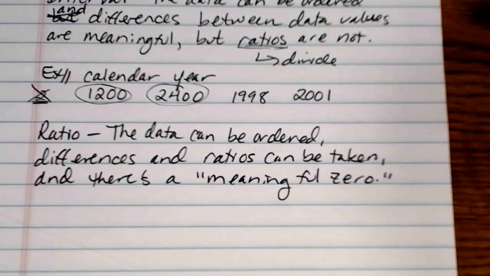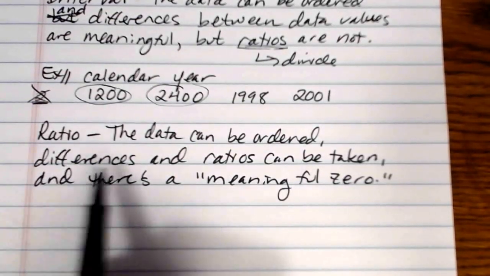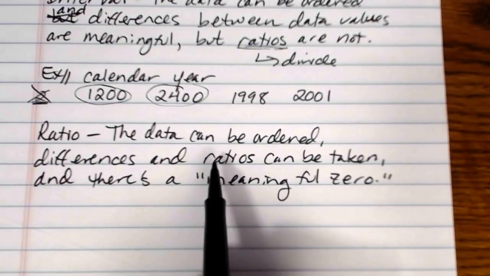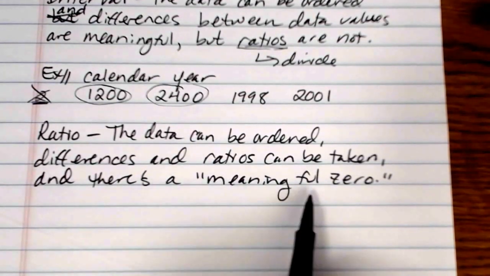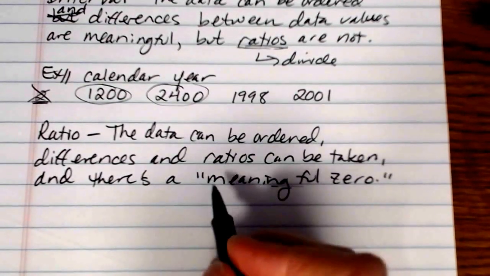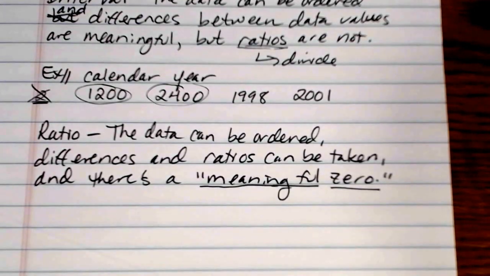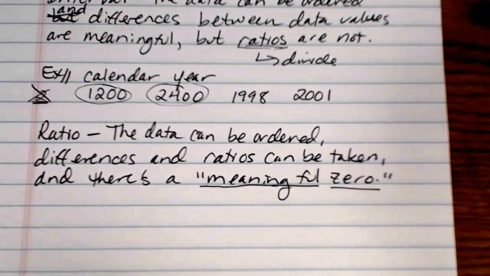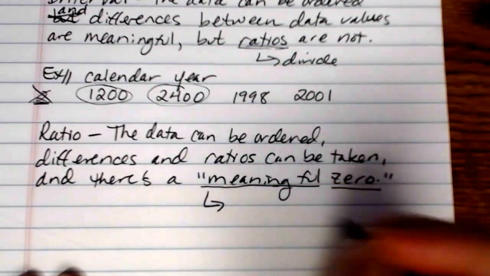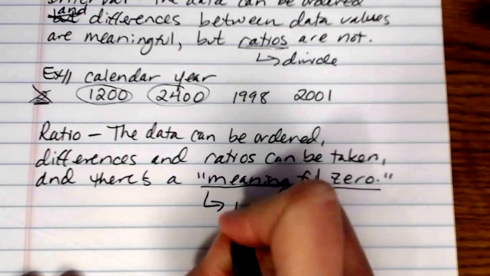Okay, so let's talk about this a little bit. We can put data in order. We already talked about what that meant. Differences, meaning we can subtract. Ratios, meaning that we can divide here and actually get something that makes real world sense. And there's a meaningful zero. Meaningful zero is one of those terms that frequently bothers students because the value doesn't actually need to be the value 0, which is why I have it in quotation marks here. But meaningful zero simply means that there's a point past which you wouldn't be able to measure that value anymore.